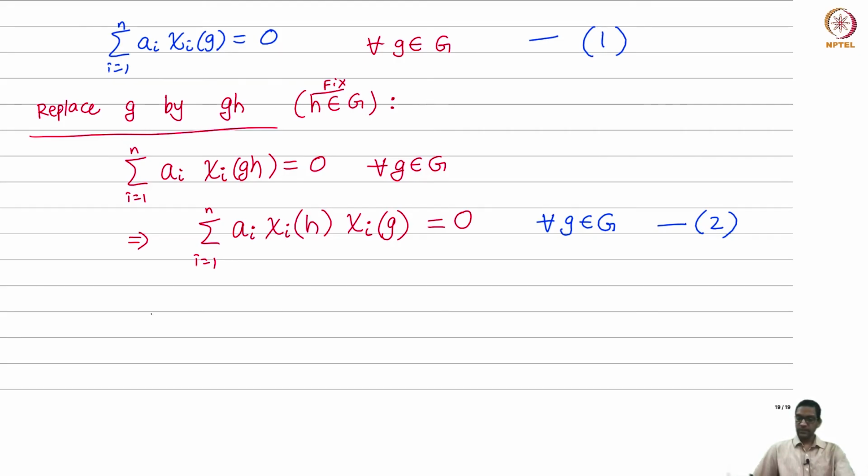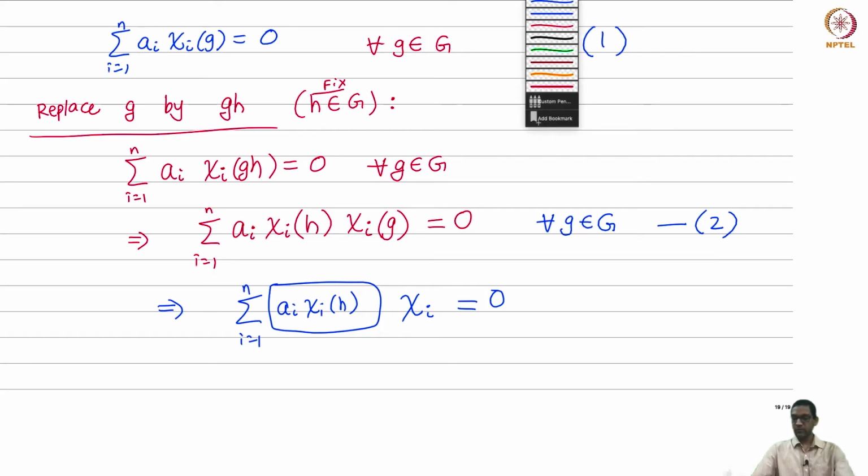So observe, this just means that AI chi I of H, think of that as a new constant, times the function chi I, is 0. So now I've removed G from this picture. What does this imply? I have many different dependence relations among the chi i's, and therefore it allows me to eliminate.